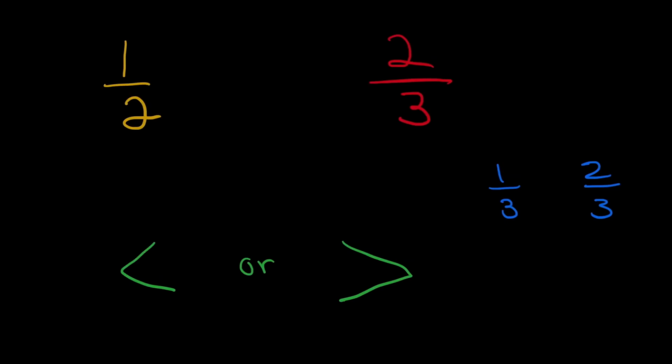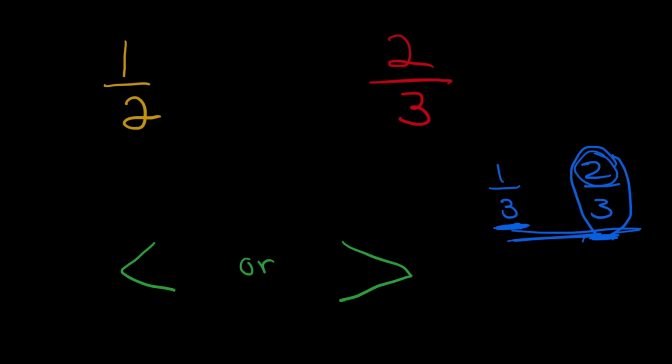Hi everybody! So in the previous videos, we talked about adding and subtracting fractions with the same and different denominators. But today we're going to be talking about comparing fractions with different denominators. Because let's say we have two fractions, 1 over 3 and 2 over 3. Which one do you think is greater? Well, obviously 2 over 3 is greater because they have the same denominator, but the numerator is greater.